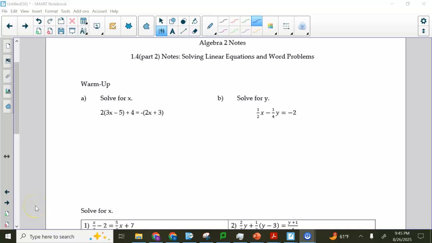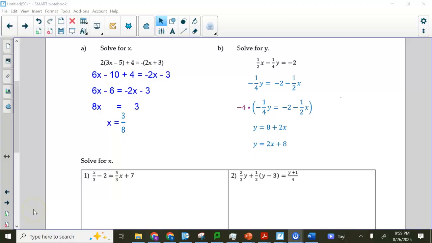Algebra 2 Notes 1.4 Part 2, Solving Linear Equations and Word Problems. Go ahead and get started with the warm-ups. We are on page 5. Go ahead and pause the video as you work through the warm-ups. All right, go ahead and check the warm-up problems.